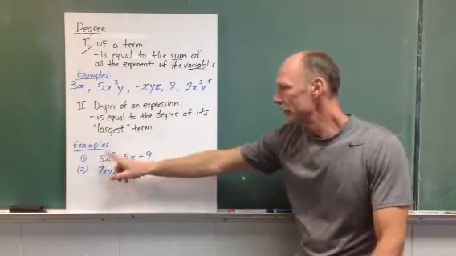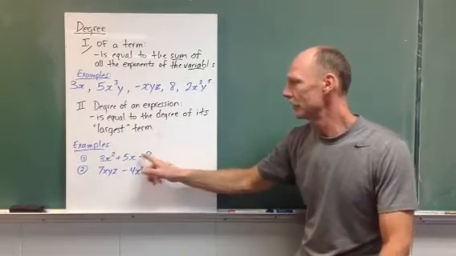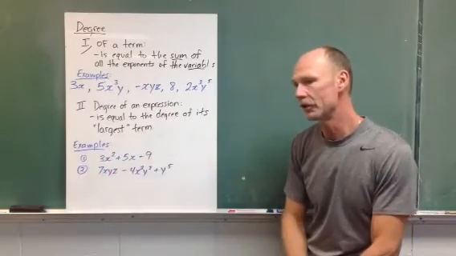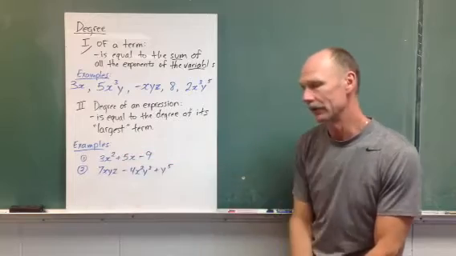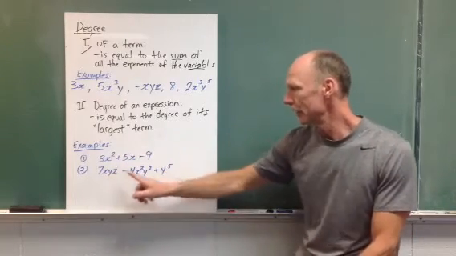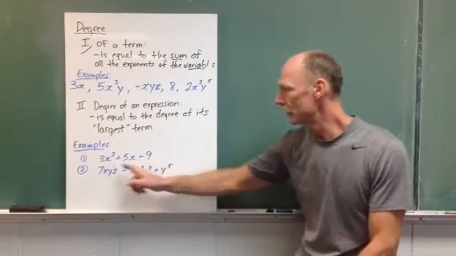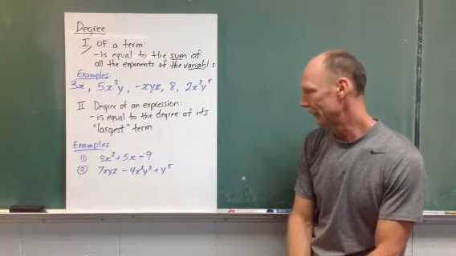So here we have degree 2, degree 1, degree 0. So the degree of the entire expression is 2. Don't add up the degrees. Okay. The degree here is 3, 4, and 5. The degree of that second expression is 5.